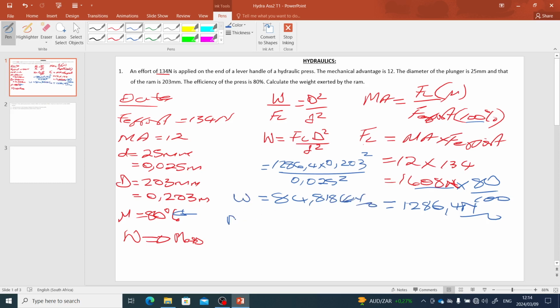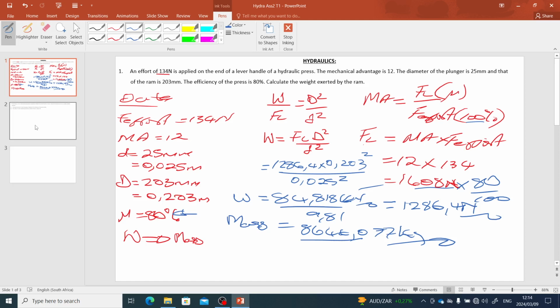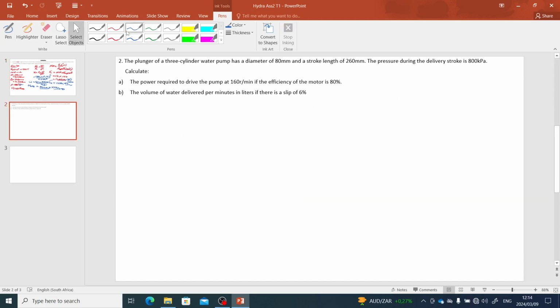In calculating our mass, we then have to divide by 9.81. In dividing by 9.81, we get our answer as 8,646.077 kg. Now, this is the mass lifted on the ram side. This is the force exerted by the ram side. Now let's look at question B.